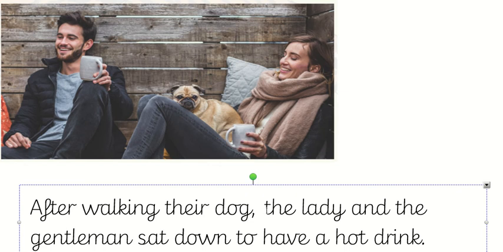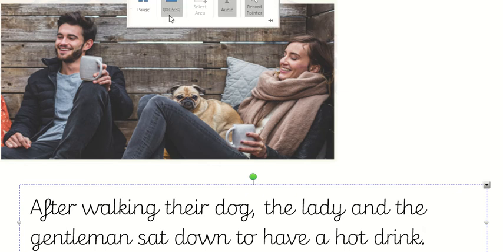There we go. So if some of you are thinking, oh, I need a bit of a challenge, that could be your challenge today, coming up with your own adverbial. Please make sure you read back through your sentence and check it makes sense. So I'm going to do that now. After walking their dog, the lady and the gentleman sat down to have a hot drink. Great. Now I'm going to show you your pictures.